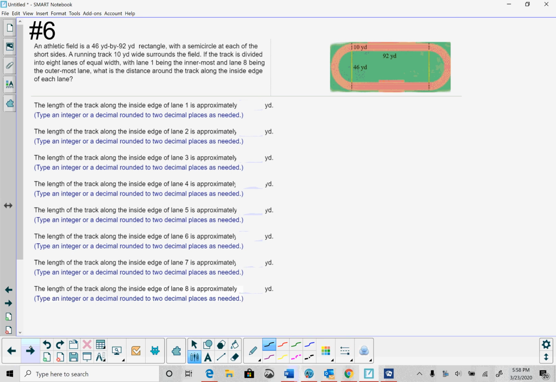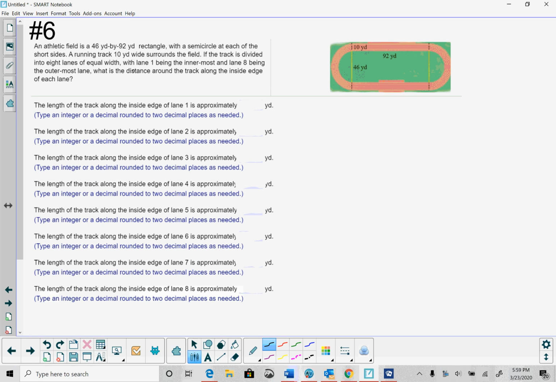Number 6. Oh my goodness, look at all the different parts they wanted here. Well, if we can figure out some basics, this isn't really all that tough. Athletic field is 46 yards by 92 yards. It has semicircles at each of the short sides. Now here's a key thing. The track is 10 yards wide.